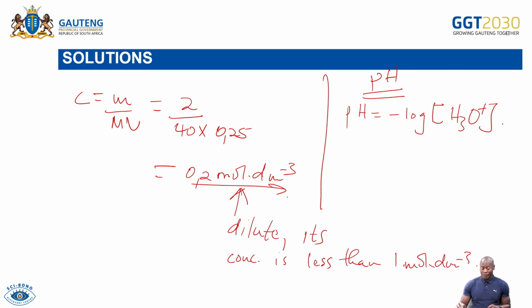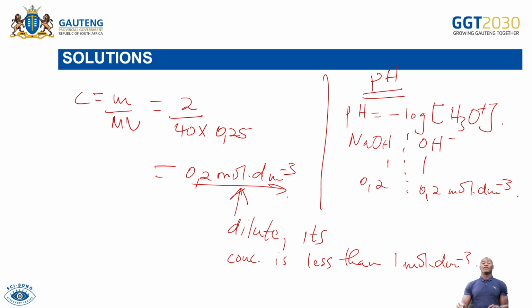So let's get the concentration of hydroxide ions. NaOH to hydroxide ions, the ratio is 1:1. In one molecule of sodium hydroxide, how many hydroxide ions are there? It's 1, right? So hence the ratio is 1:1. So if the concentration is 0.2, even the concentration of hydroxide ions will be 0.2 mole per cubic decimeter. We have the concentration of hydroxide ions now, right? But according to the equation, we need the concentration of hydronium ions. So what are we supposed to do here?